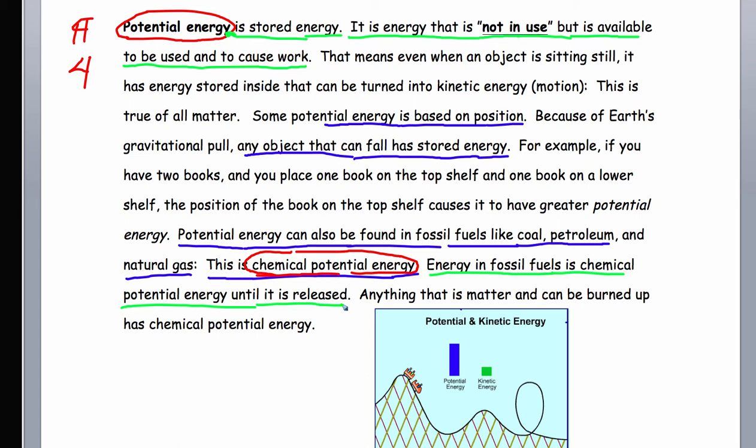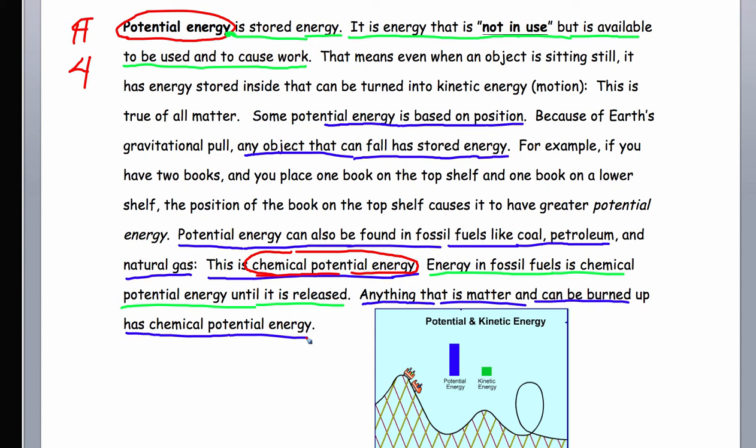So again, your blue marker, anything that can be burned, anything that is matter that can be burned is matter that has energy that can be released, chemical potential energy that can be released. So anything that is matter and can be burned up has chemical potential energy.